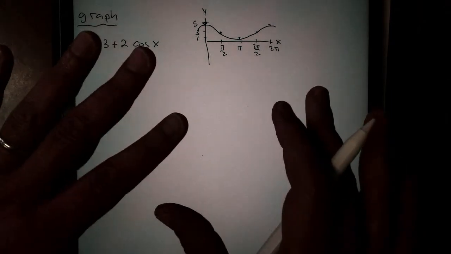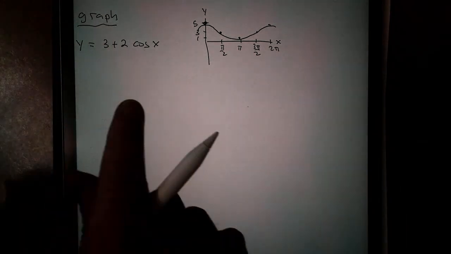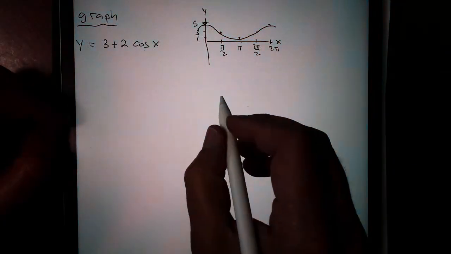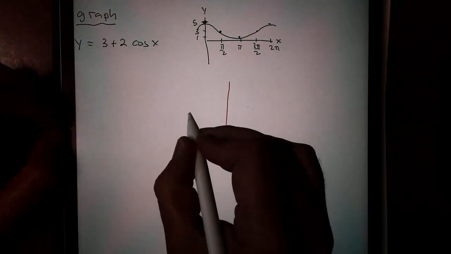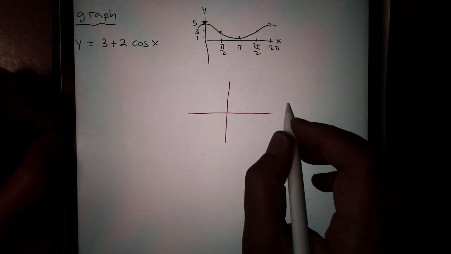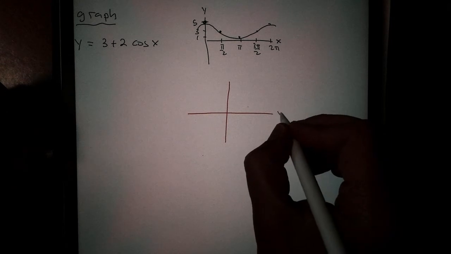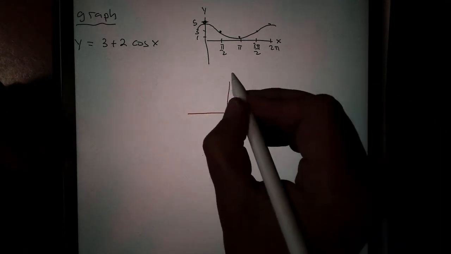So the question is, how does this relate to polar graphs? Let's take a look in red. We'll graph the polar version of this. Now, a polar function is based on the angle. So starting from the x-axis, we're going to measure our angle counterclockwise.